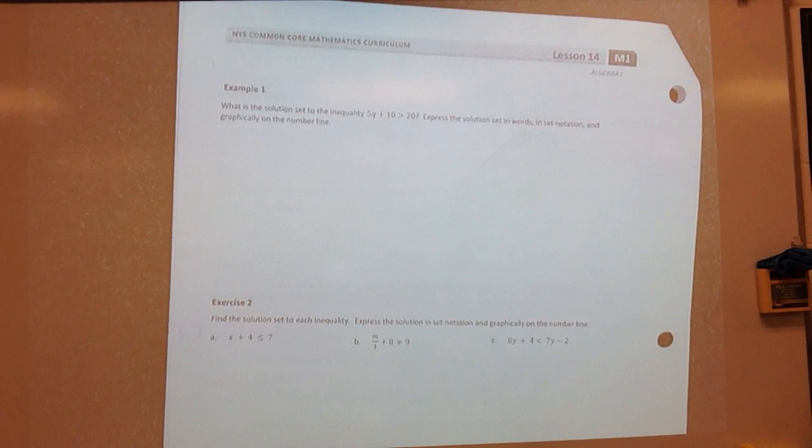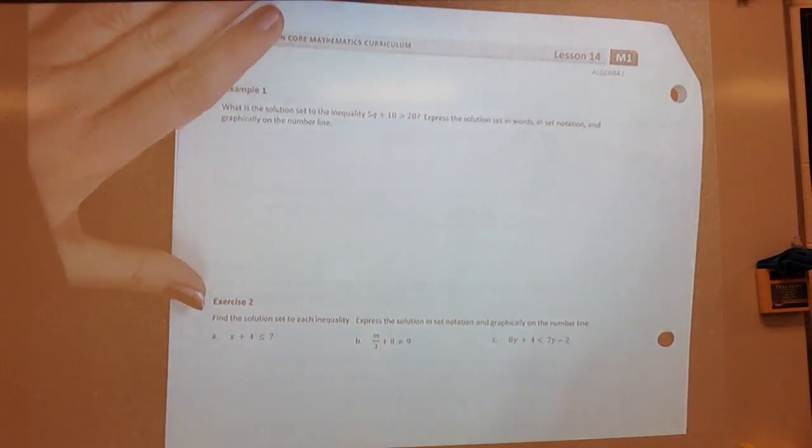All right, let's look at our example. Example number 1 says, what is the solution set to the inequality 5q plus 10 is greater than 20? Express the solution set in words, in set notation, and graphically on a number line. All right, so we're going to solve this inequality. Remember, commutative, associative, and distributive properties are the only properties that we know that do not affect the solution set.